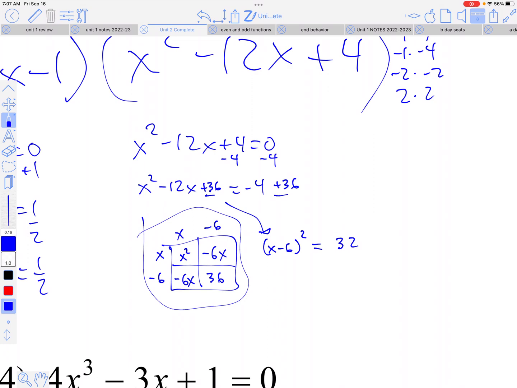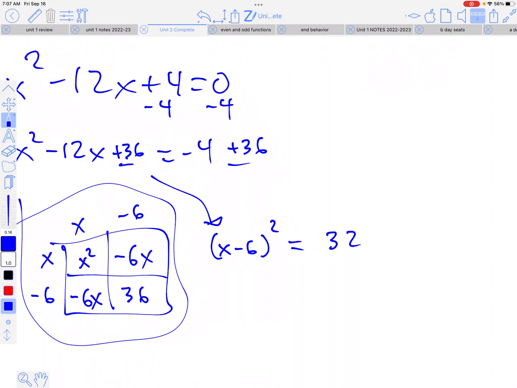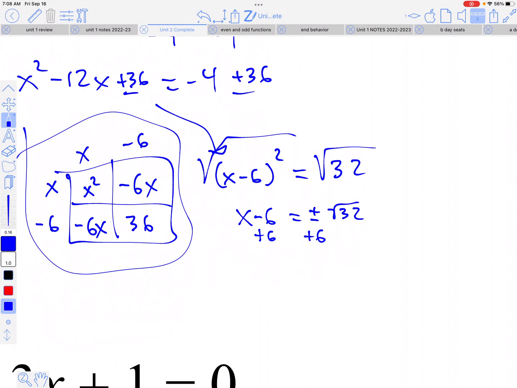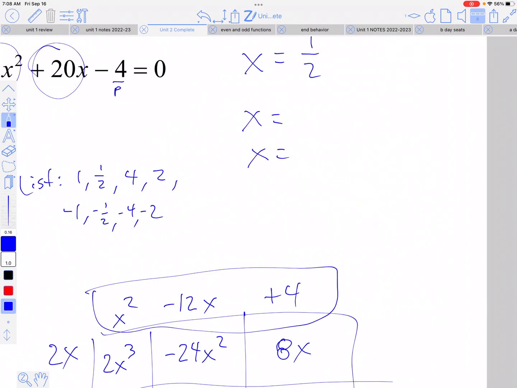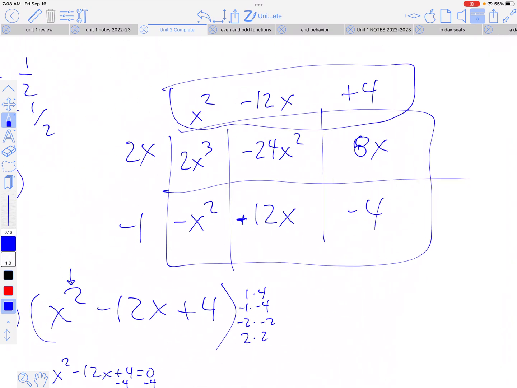Now I can solve. So to get the left-hand side alone, I got to get rid of the square. So I'm going to square root. I'm left with x minus 6 equals plus or minus the square root of 32. I'm going to add 6 to both sides. X equals 6 plus or minus the square root of 32. So there are my other two solutions. 6 plus the square root of 32, 6 minus the square root of 32.